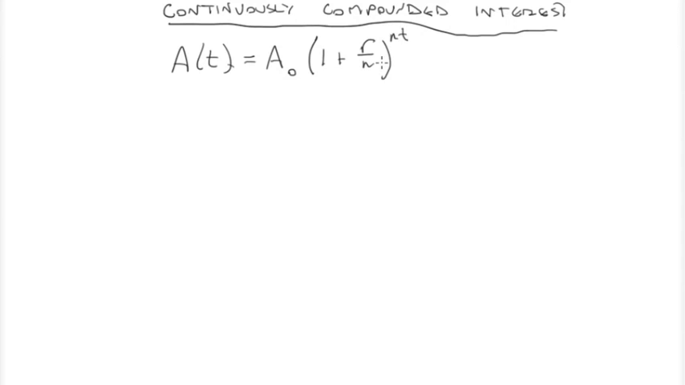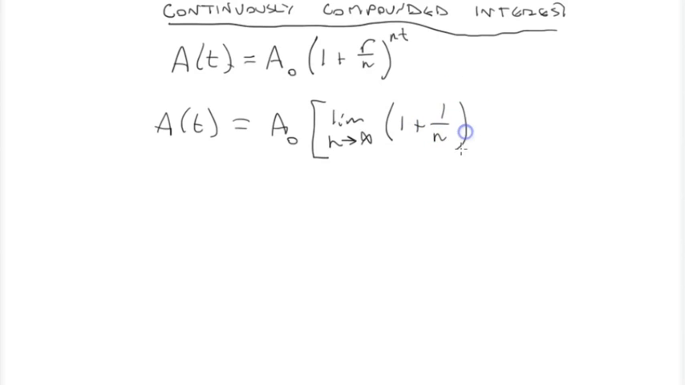Well, let's see what happens. Your book describes this in more depth, but I'm just going to jump straight to the conclusion. You'd get A of 0 times the limit as n approaches infinity of 1 plus 1 over n to the n times rt. And now, does this limit look familiar? This limit actually converges to e.